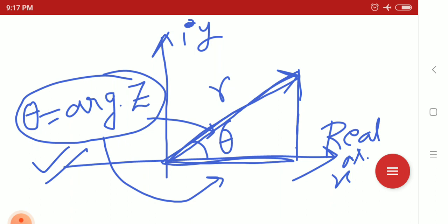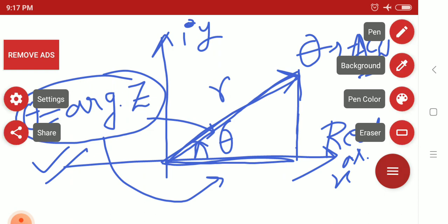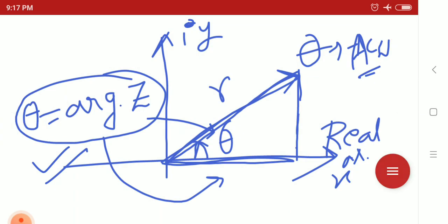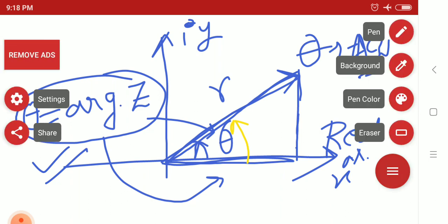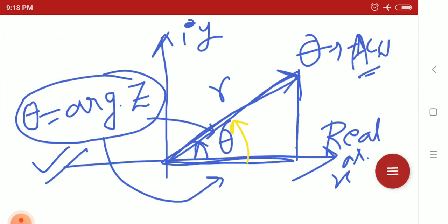Now theta is measured anticlockwise. Let me show you by changing the pen color. Suppose theta is on this side, anticlockwise, then it will be positive. But if theta is clockwise, then it will be negative. Here it is positive theta, here it is negative theta. So this is the introduction of complex numbers.